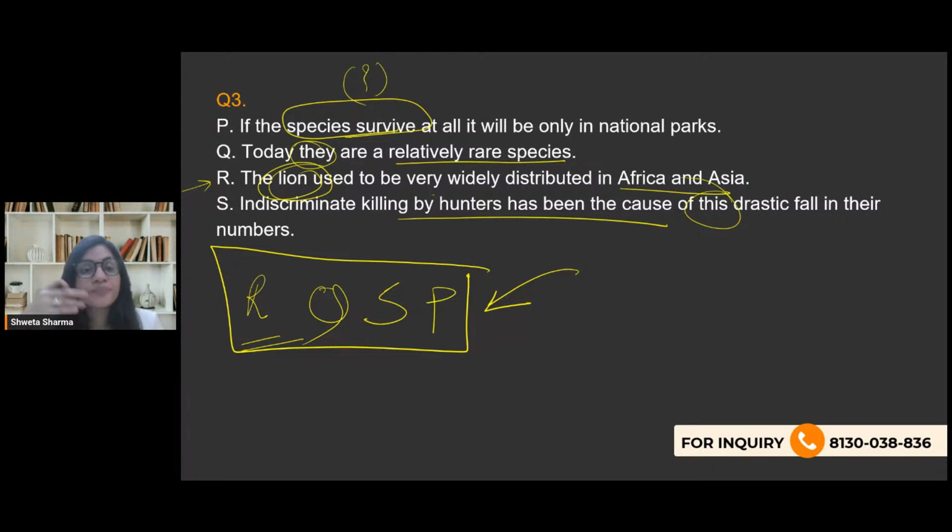Post have used are, I come to Q. Okay, earlier it was like that, but nowadays we see they're relatively rare species. So why? The question arises, which is answered in S. Indiscriminate killing by hunters has been the cause of this drastic fall in the numbers. And then we have P. If the species survive at all, it'll be only in the national park. So R, Q, S, P is the final sequence.